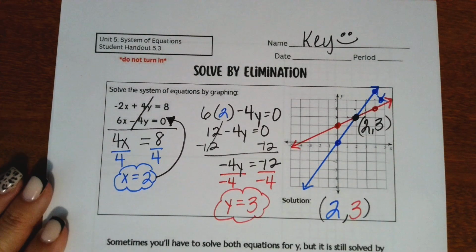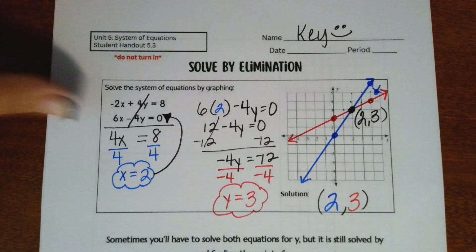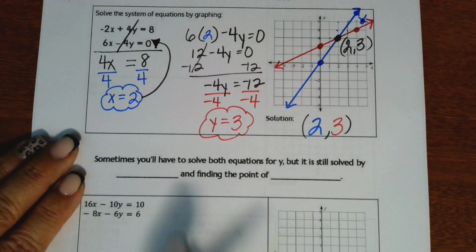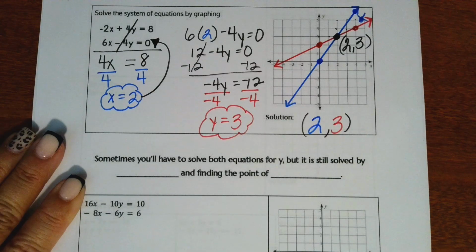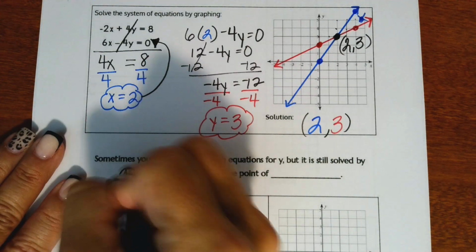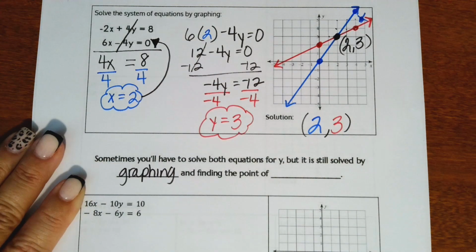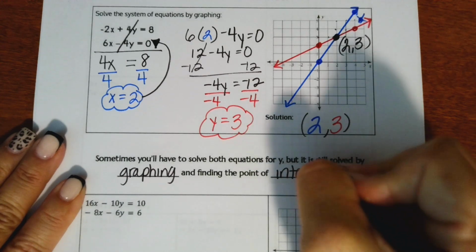Obviously, you need to be very proficient at isolating y and graphing. So make sure you're very proficient at that before you move on to substitution or elimination. Okay. So sometimes you'll have to solve both equations for y, but it is still solved by graphing and finding the point of intersection.